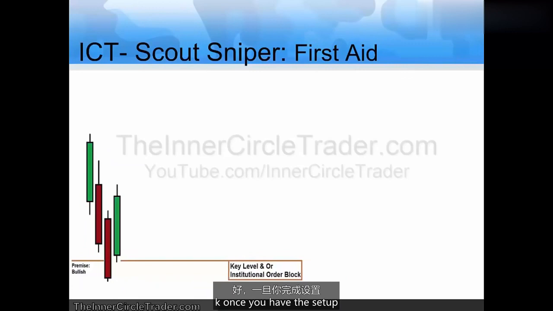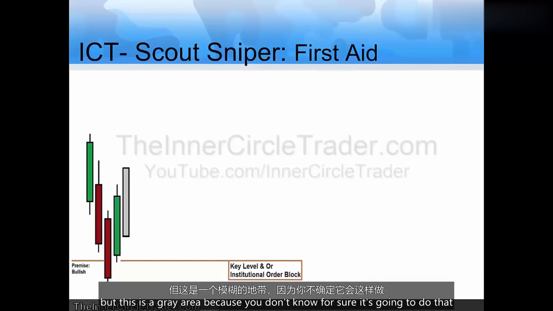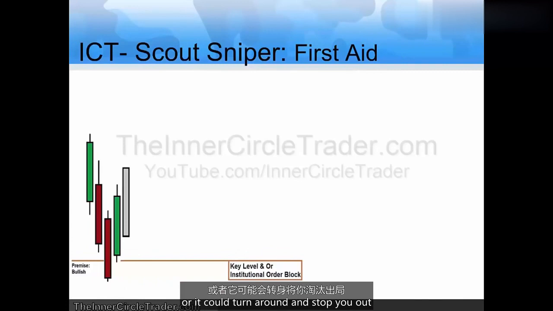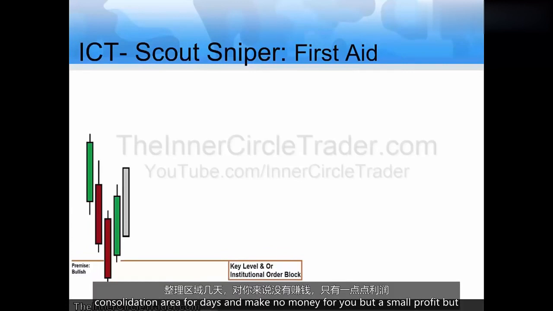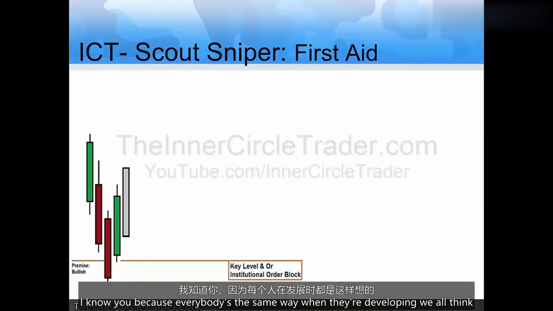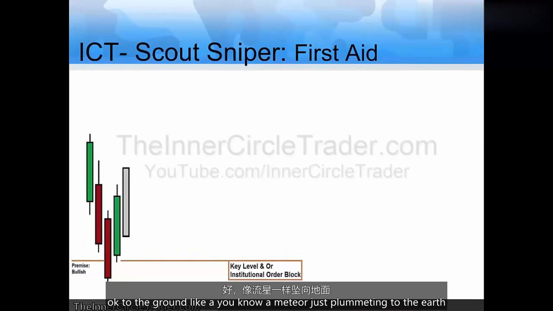Okay, once you have the setup, what you're doing is you're anticipating the market to start to move in your favor. But this is a gray area because you don't know for sure it's going to do that. Yes, the market could potentially continue to move in your favor, or it could turn around and stop you out, or it could stay in this small little consolidation area for days and make no money for you but a small paper profit. But you'll hold on to it thinking it's going to go to the moon. I know you, because everybody's the same way when they're developing. We all think the market's going to go like a rocket, either up or crash down to the ground like a meteor just plummeting to the earth. They don't move in straight lines, guys.